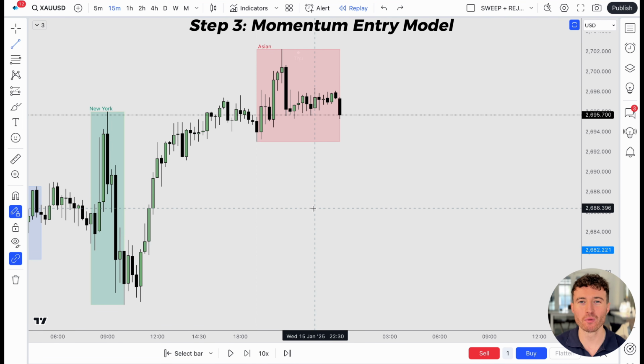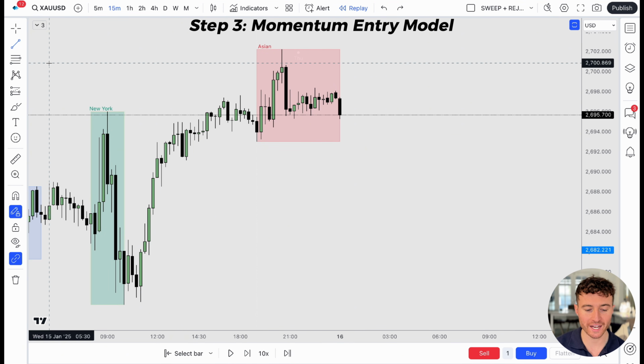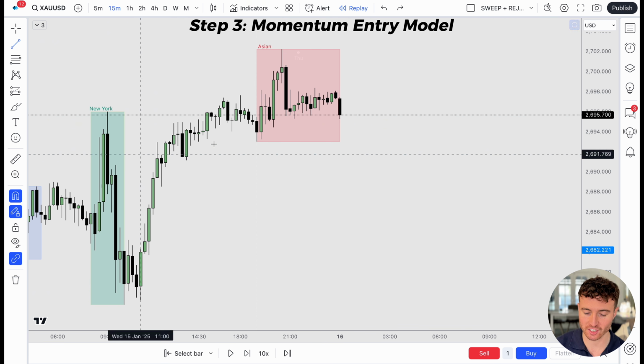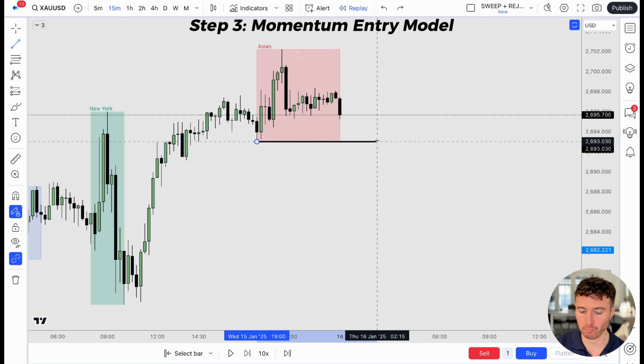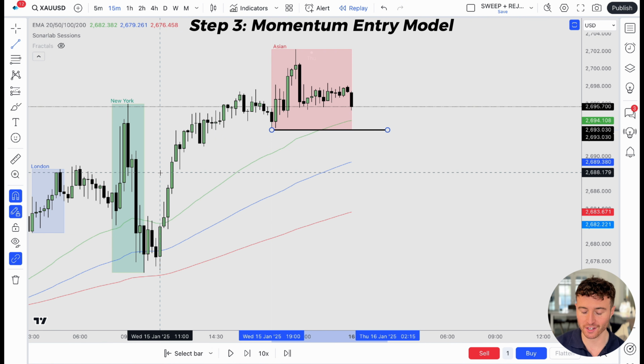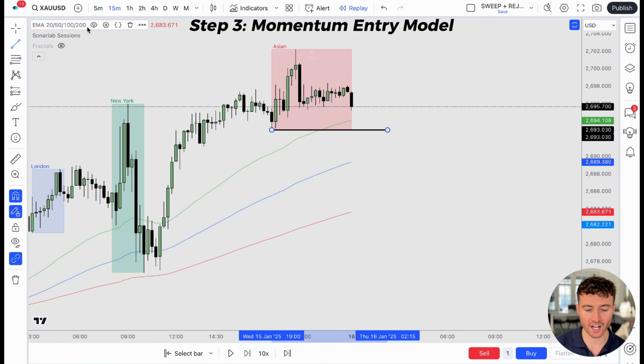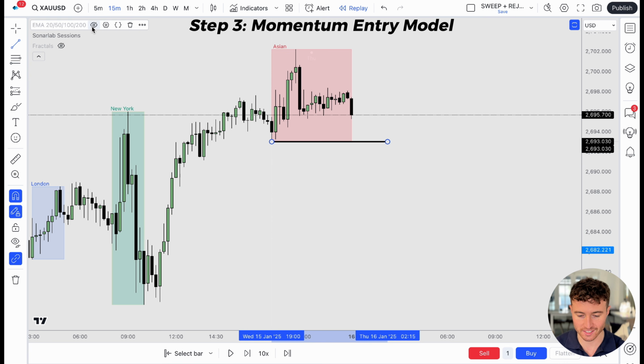Okay, so step number 3 is the momentum entry model. Let me just break it down step by step. What we understand from before, using the EMAs, our directional bias is longs on this market. This is on gold on the 15-minute time frame. So we understand that we are long bias. I'm going to remove the EMAs just for simplicity, but please keep in the back of your mind that we are only looking for longs.